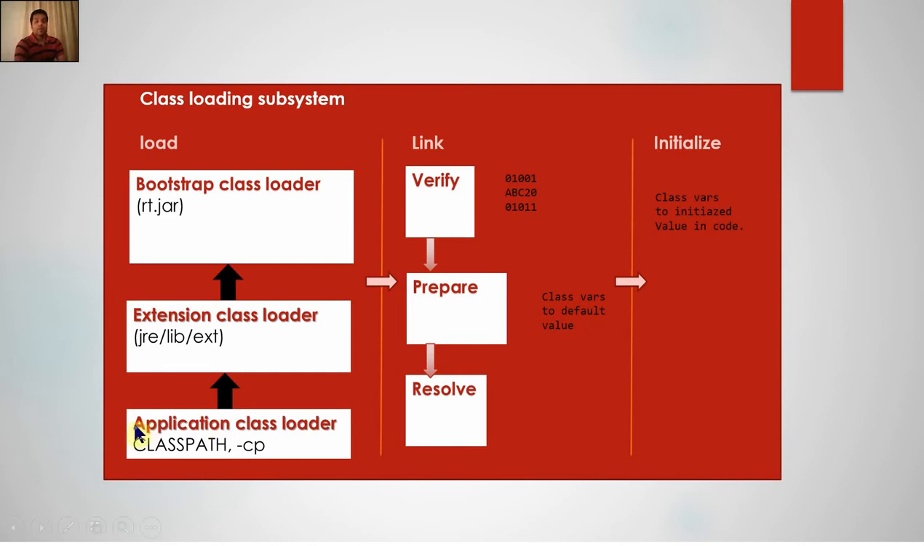So the last class loader is the application class loader. The application class loader loads classes from the values specified in your classpath environment variable. And if you specify a -cp parameter to the Java command, the application class loader loads classes from that -cp parameter as well. So those are the 3 different class loaders in the load phase.